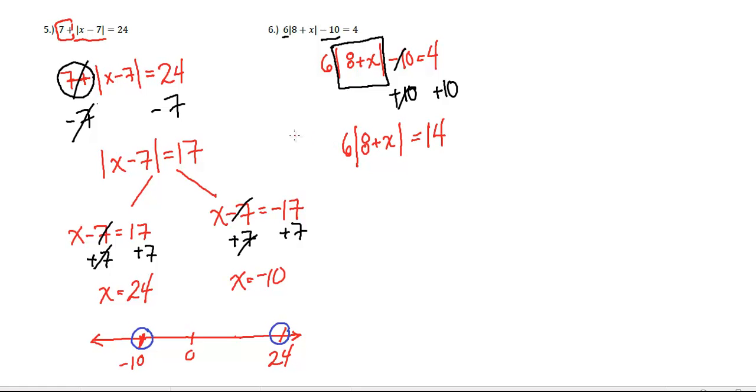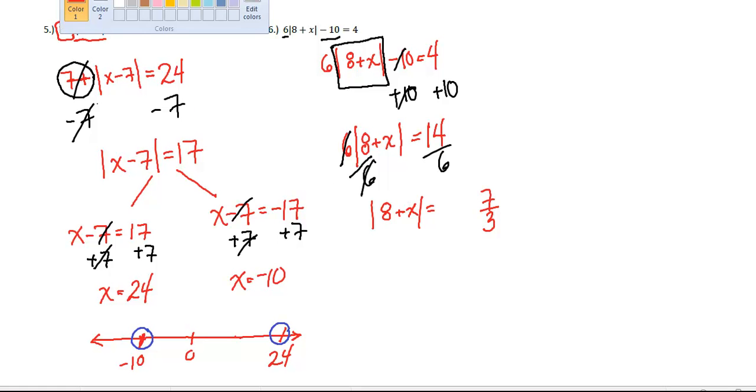Okay, so now I have 6 times this thing. So now what I'm going to end up wanting to do here is divide by 6. So I'm going to divide both sides by 6. Now, I'm not dividing anything in here. I know that these are now just going to end up canceling, so we're good there. And I get 8 plus x is equal to 14 over 6, which I know I can reduce, 14 and 6 both have 2 in common, to 7 over 3. So now what I can actually do here is get rid of this, because that's just unnecessary at this point. All right, so 8 plus x is equal to 7 thirds.